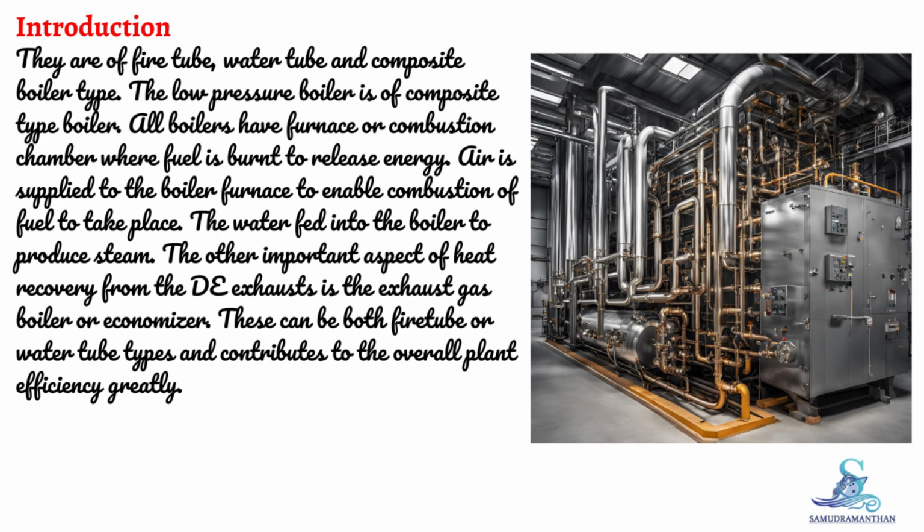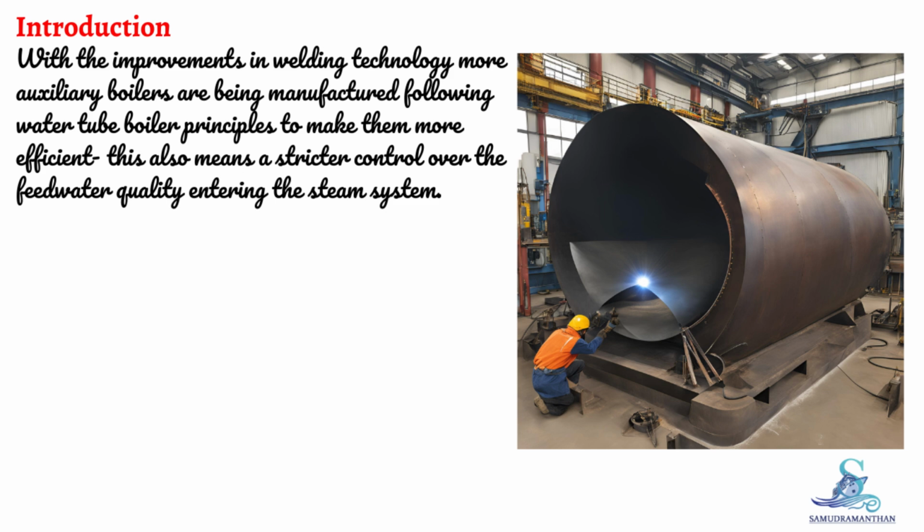The other important aspect of heat recovery from the diesel engine exhaust is the exhaust gas boiler or economizer. These can be both fire tube or water tube types and contribute greatly to the overall plant efficiency. With the improvements in welding technology, more auxiliary boilers are being manufactured following water tube boiler principles to make them more efficient. This also means stricter control over the feed water quality entering the steam system.